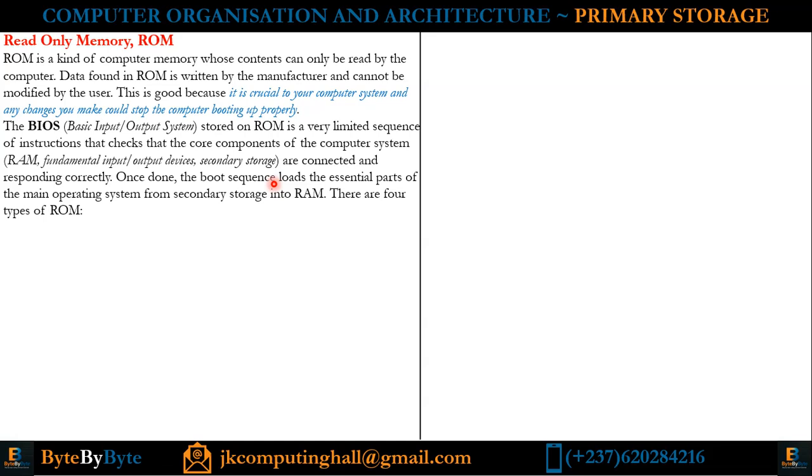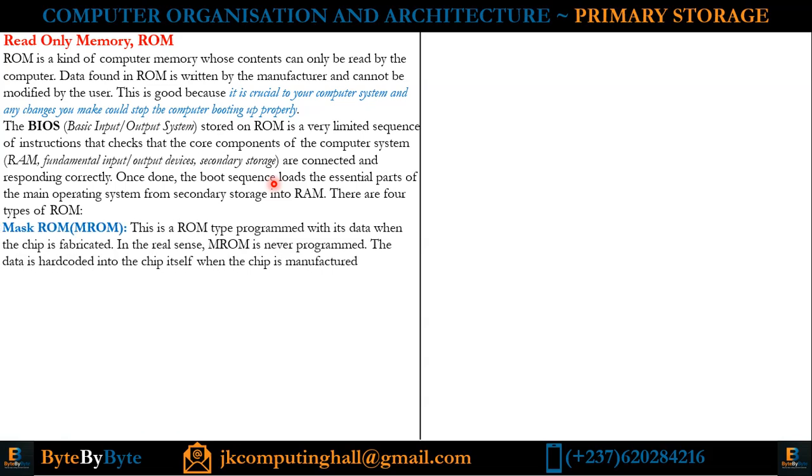Now, let us look at the four types of ROM. We have the mask ROM, the MROM. This is a ROM type programmed with its data when the chip is fabricated. In the real sense, MROM is never programmed. The data is hard coded into the chip itself when the chip is manufactured. So this is a type of ROM that is not programmed, since the data to be used on that particular type of ROM is hard coded on it.